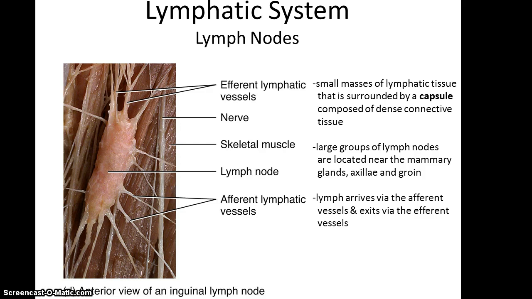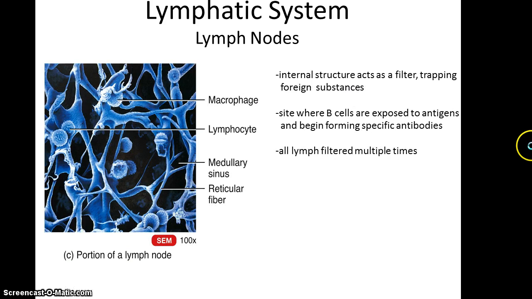And so remember, organs have 2 or more tissues working for a purpose. So these lymph nodes are found throughout the vessels of the lymphatic system. There's large groups of them in the mammary gland area, the armpit, and the groin. So if those places get swollen, that's a good chance that you have an infection. And basically the lymph arrives by the afferent lymphatic vessels, goes through the lymph node to be filtered, and then leaves or exits by the efferent lymphatic vessels.